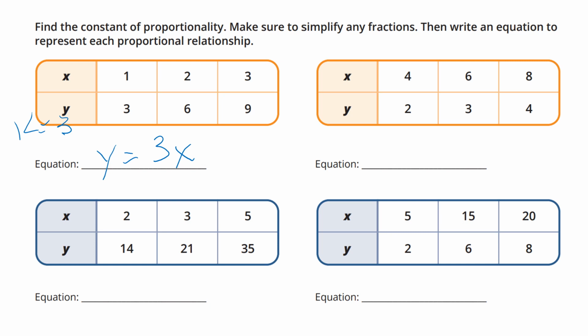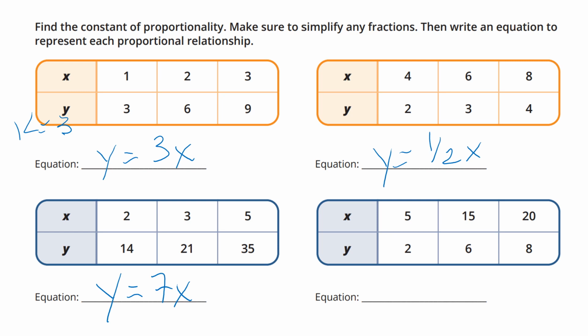Constant times x. On the second one, 2/4, 3/6, 4/8, that's all, or 2/4, yeah, is 1/2. So y equals 1/2 x. The first blue box, 14 over 2, 21 over 3, 35 over 5. The constant is 7 if you divide 14 by 2 and 21 by 3 and 35 by 5. So y equals 7x.